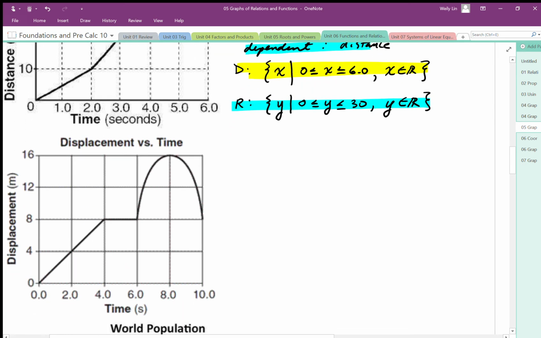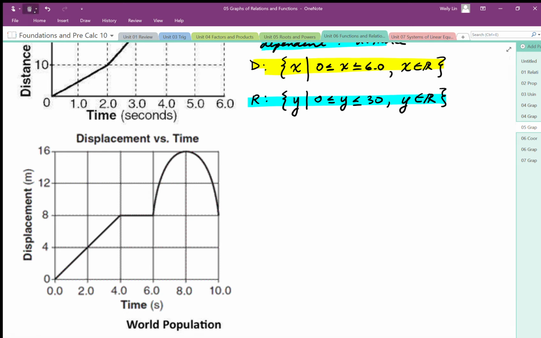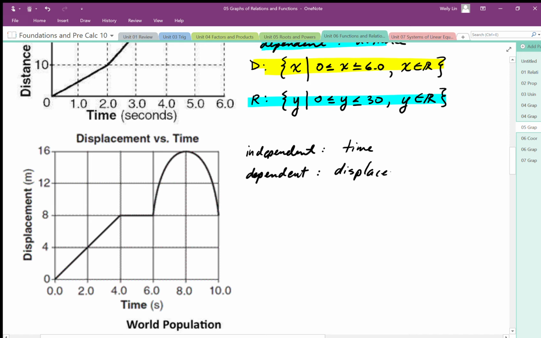So we can do the same thing here. This is displacement versus time. So our independent variable is going to be the time. The dependent variable is going to be along the y-axis, and that is displacement. So this is our relationship, time versus displacement.